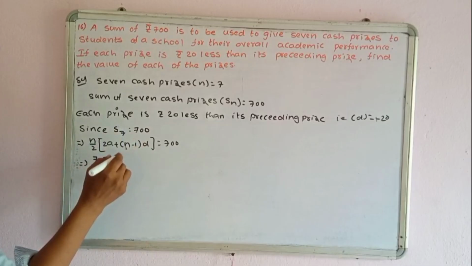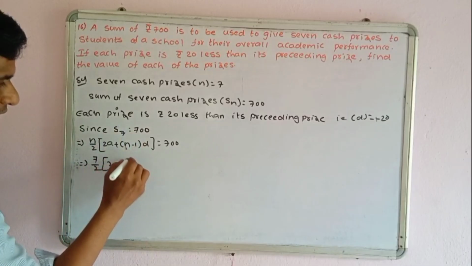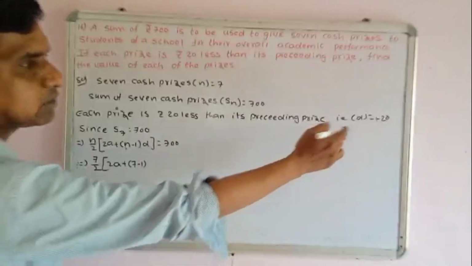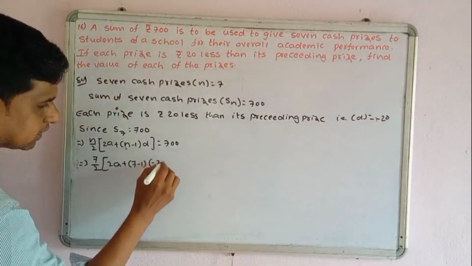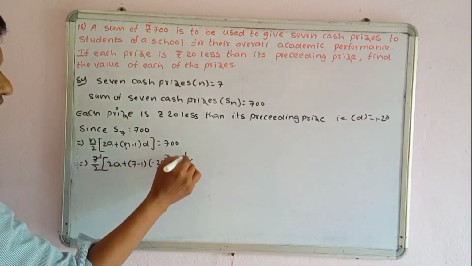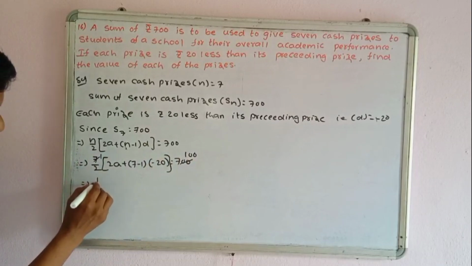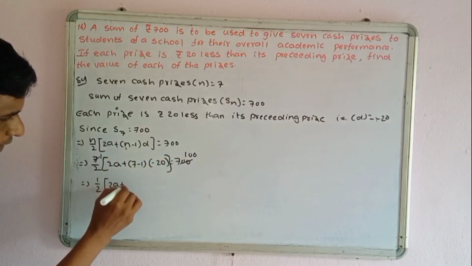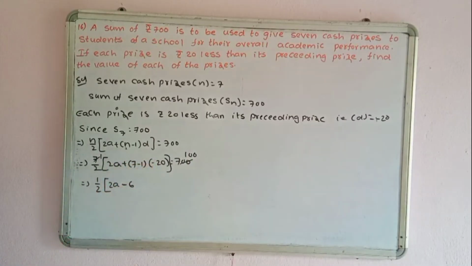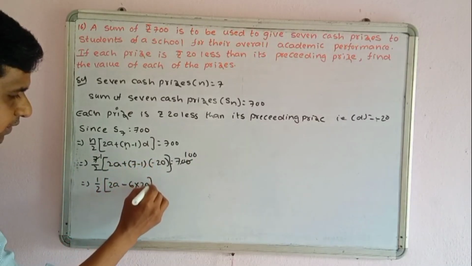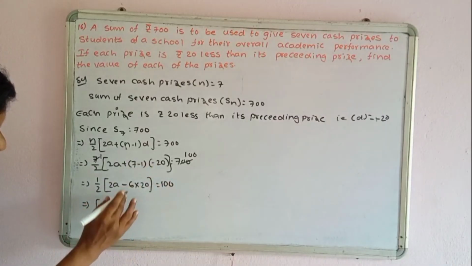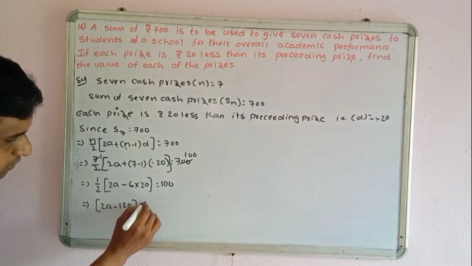Substitute n equals 7: 7 by 2 into 2a, I don't know the value of a, plus n value 7 minus 1, into d value minus 20, equals 700. Now see, 7 ones are 700. So 1 by 2 into 2a plus 7 minus 1 is 6. Plus into minus is minus, so minus 6 into 20 is 120: 2a minus 120 equals 100.